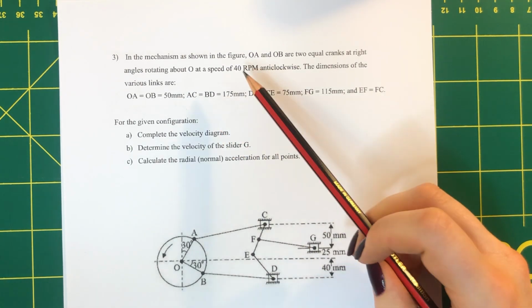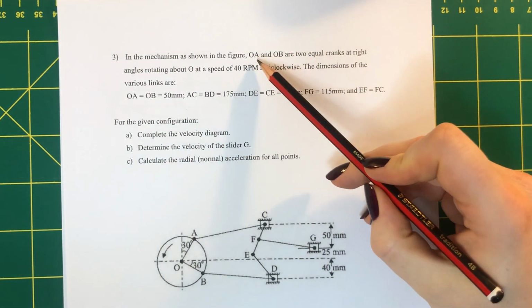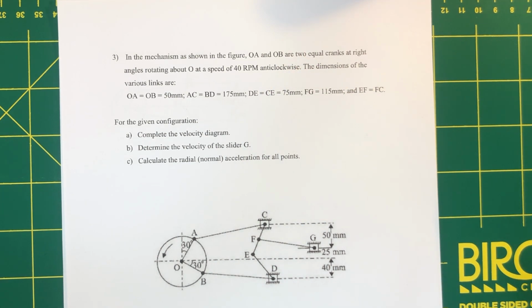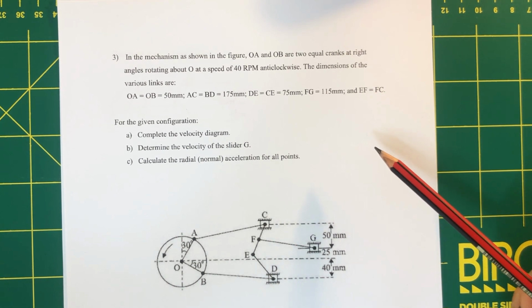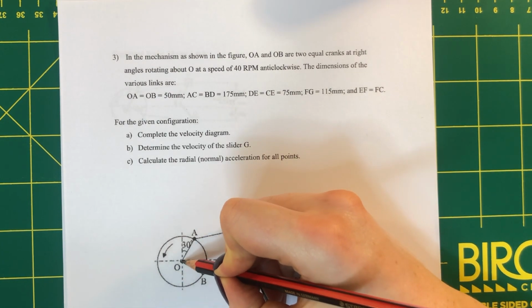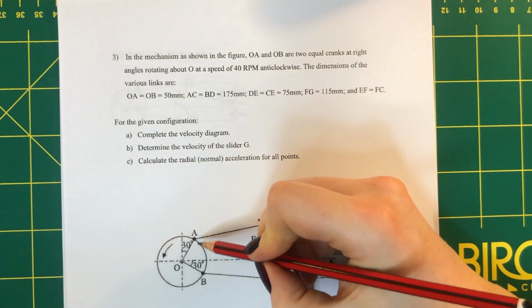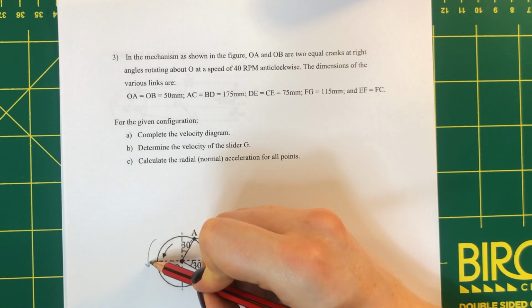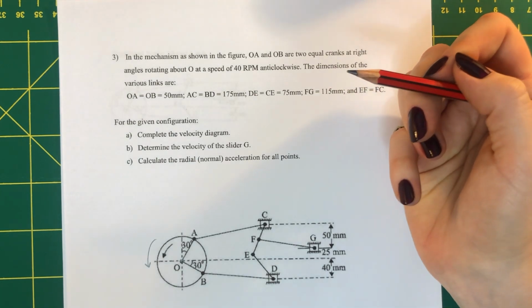In the mechanism shown below we have A and B, two equal cranks at right angles rotating about O at a fixed speed of 40 rpm in the anti-clockwise direction. We're also given the lengths of the various links in mm and we're asked to find the velocity of slider G. In this question we have a fixed point at O and then we have two cranks OA and OB rotating at 40 rpm.